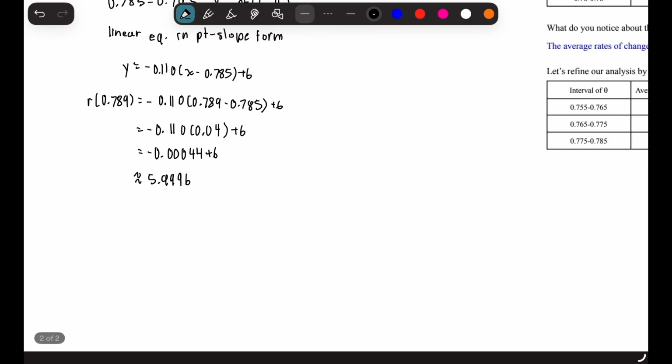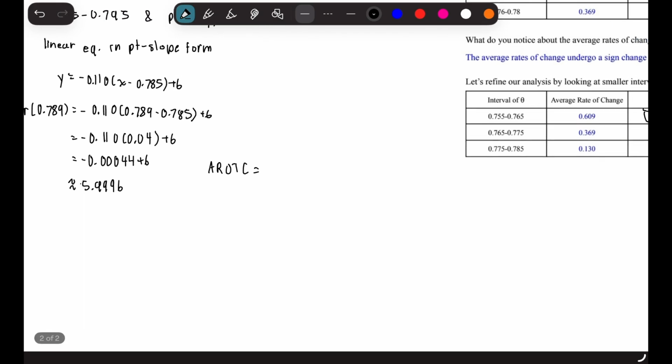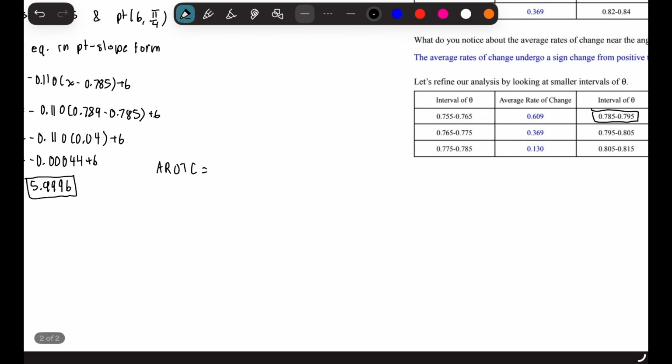So what is the average rate of change? Again, this is our approximation, but our average rate of change is the rate r changes based on theta units. That's units of r over radians.